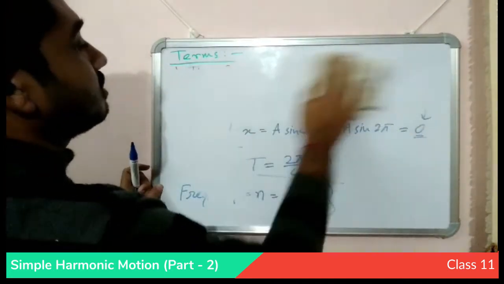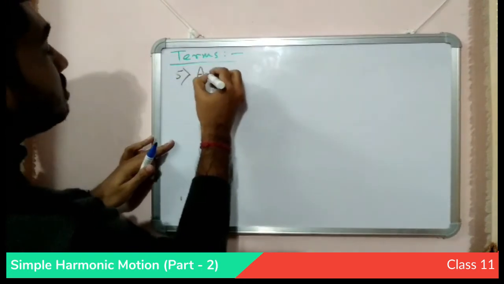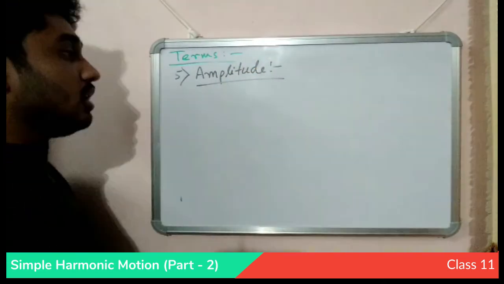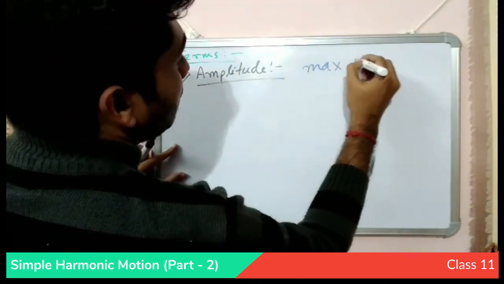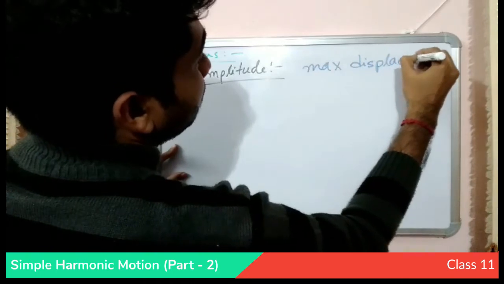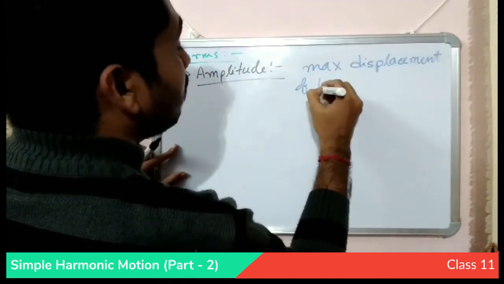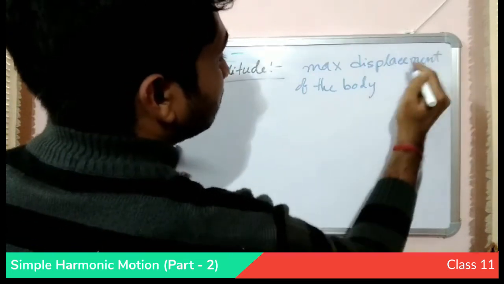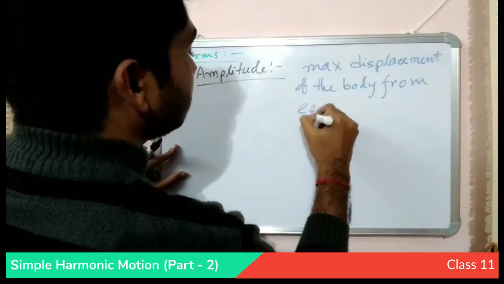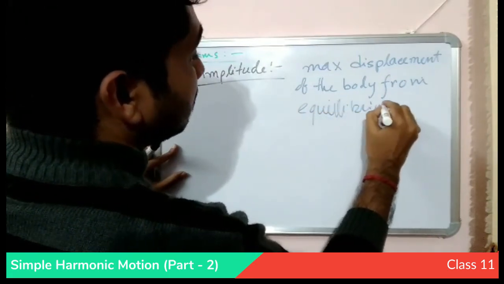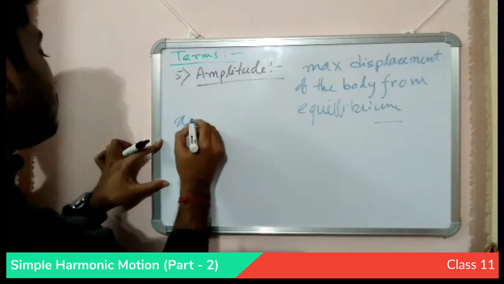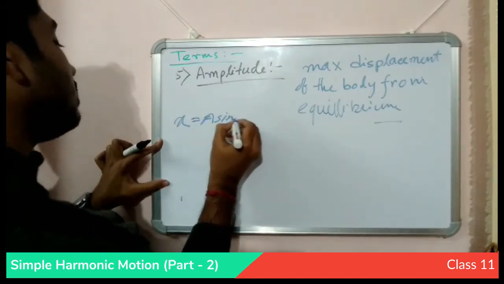And another notation is amplitude. Amplitude is the maximum displacement of the body from equilibrium. Okay, so x is equal to a sin omega t.